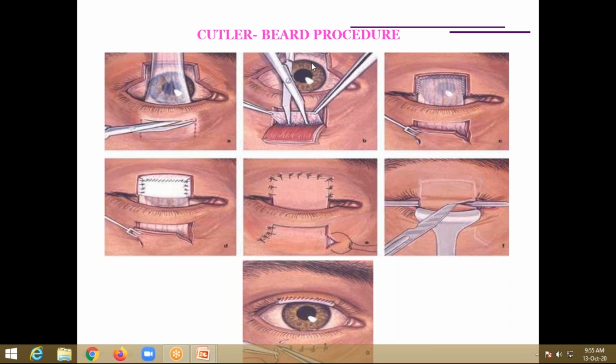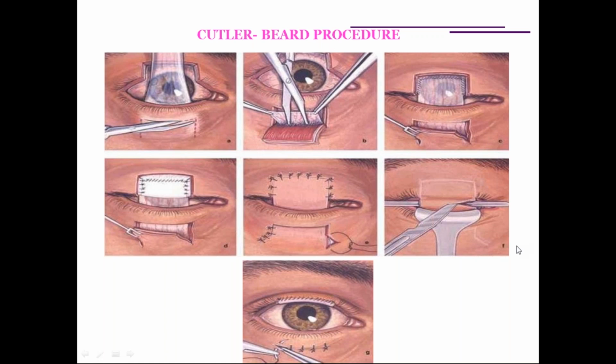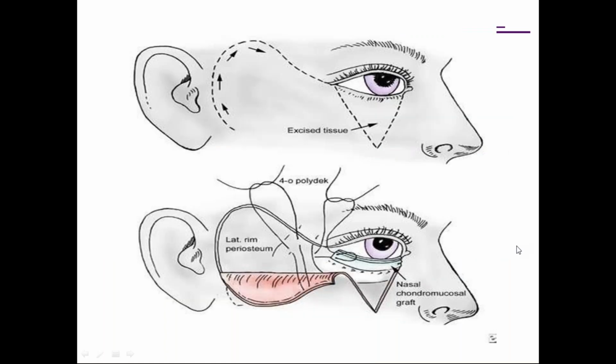This is an example of lid reconstruction procedure, because the excision is quite wide here, and you cannot just oppose the margins and suture it. That is why you have to take support from the lower lid and then refill the gap there. This procedure is called the Cutler-Beard procedure, and this is an example of the Mustard procedure.